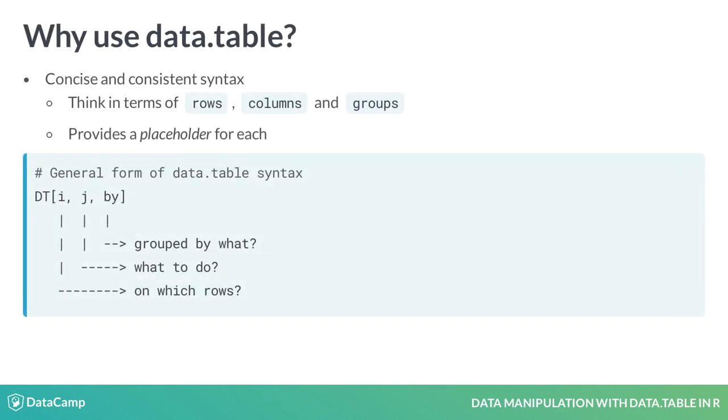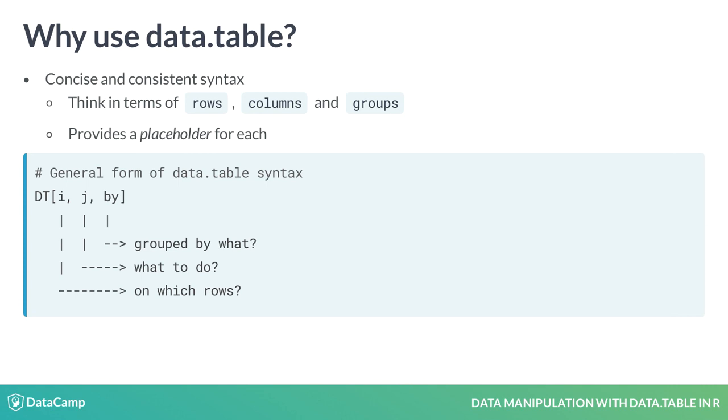A data table is a 2D data structure, the two dimensions being rows and columns. However, most data analysis tasks require performing operations by groups. It is quite common to consider grouping as a virtual third dimension. The data table syntax is quite powerful because it provides quick access to these dimensions in the form of placeholders for operations on rows, columns, and groups.